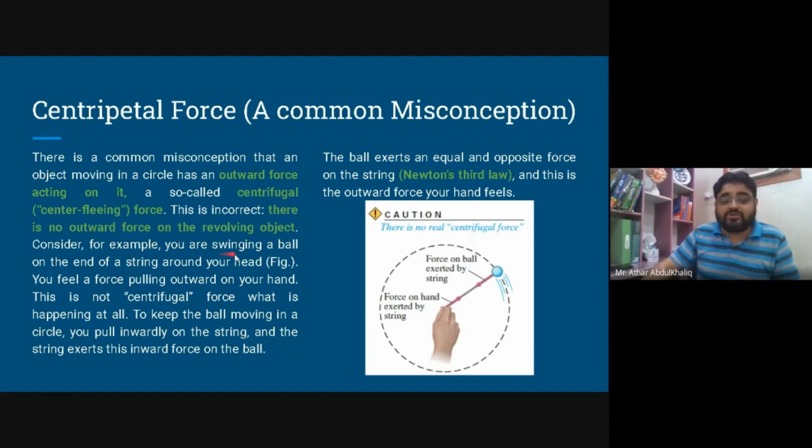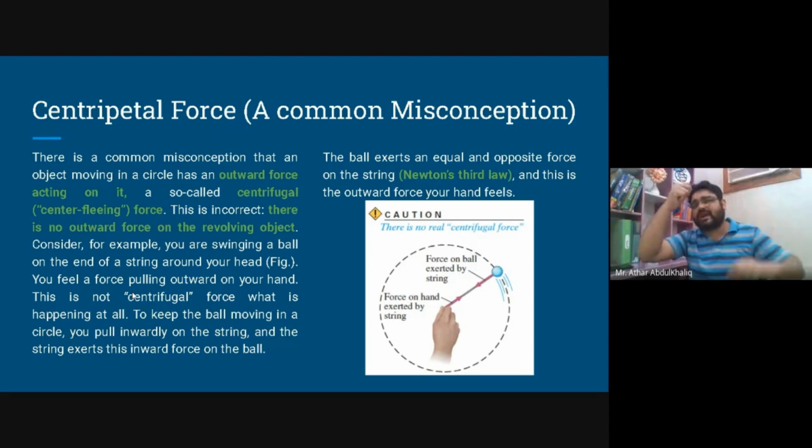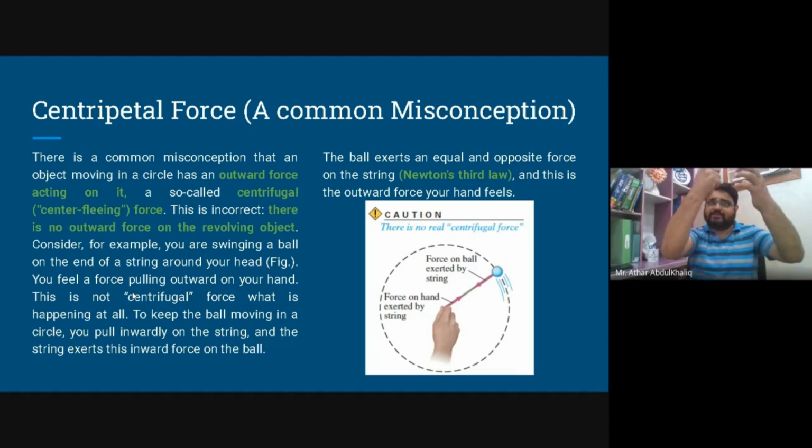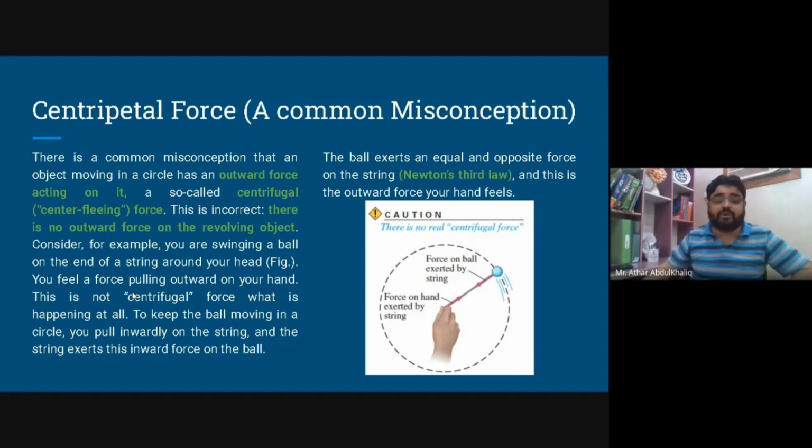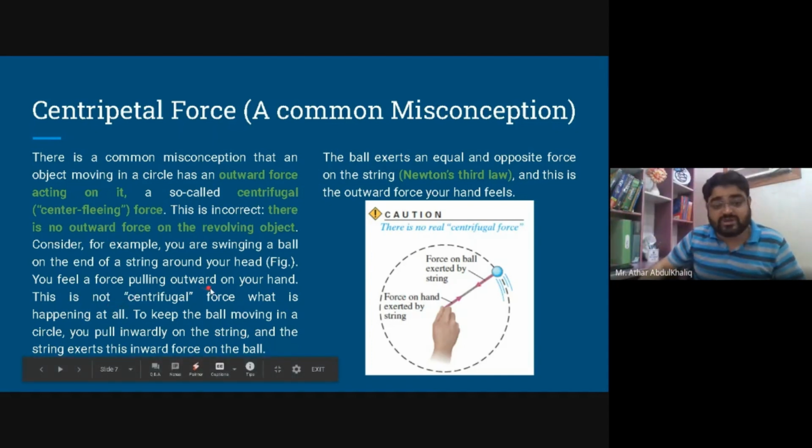For example, you are swinging a ball on the end of a string around your head. You feel a force pulling outward on your hand. If you have a heavy object and you are trying to move it, you will feel that the object is pulling your hand too. As you pull the object toward the center, your hand applies the force. Similarly, as you increase the speed, you feel that something is pulling your hand. That pulling force is what we consider centrifugal, but there is no centrifugal force.